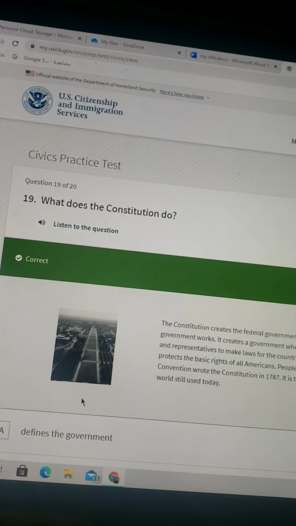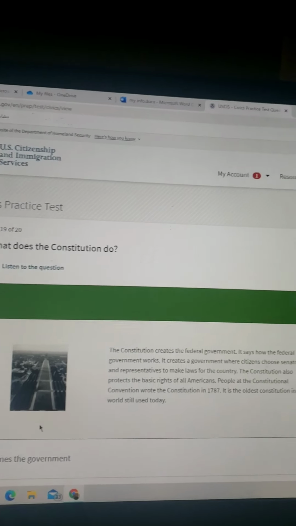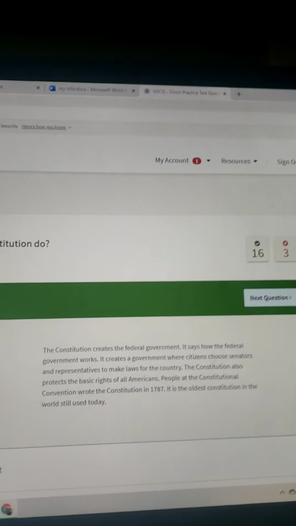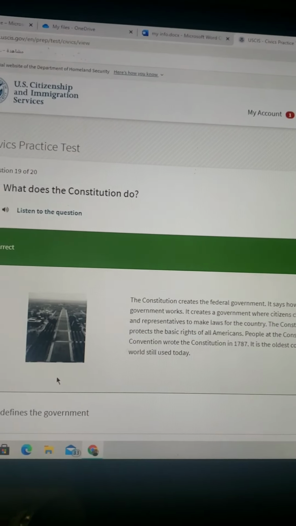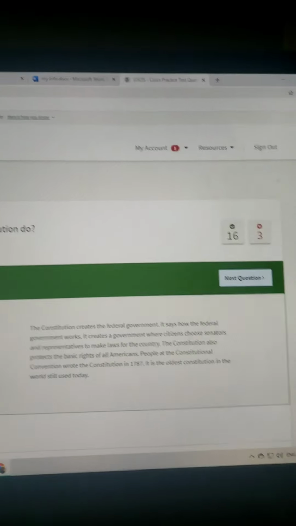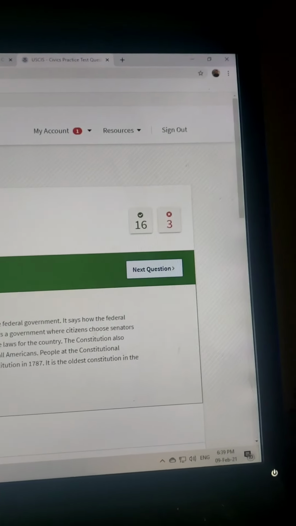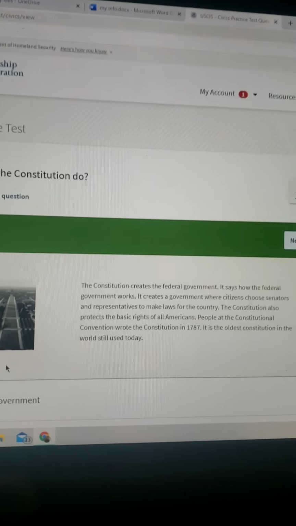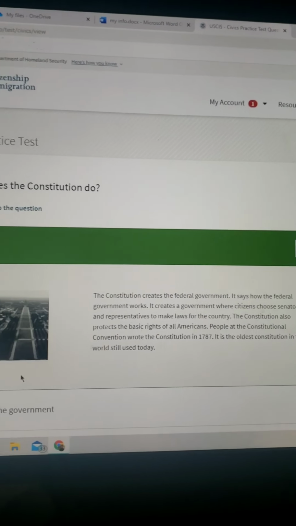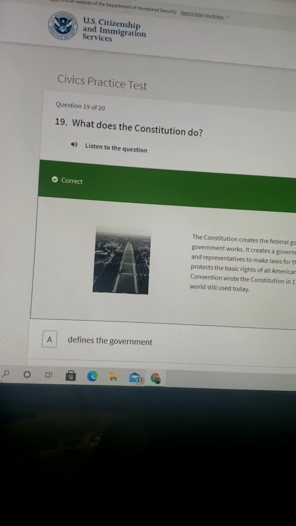The Constitution created the federal government. It says how the federal government works. It creates a government where citizens choose senators and representatives to make laws for the country. The Constitution also protects the basic rights of all Americans. People at the Constitutional Convention wrote the Constitution in 1787. It is the oldest constitution in the world still used today.